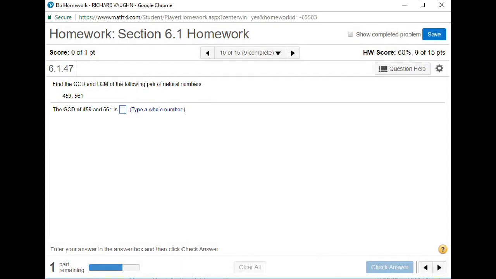Find the greatest common divisor and least common multiple of the following pairs of numbers. If you have a TI-83 or 84 calculator, there's a GCD and LCM button built into that, and you can learn how to use that. But in general, I like to use the factorization method.